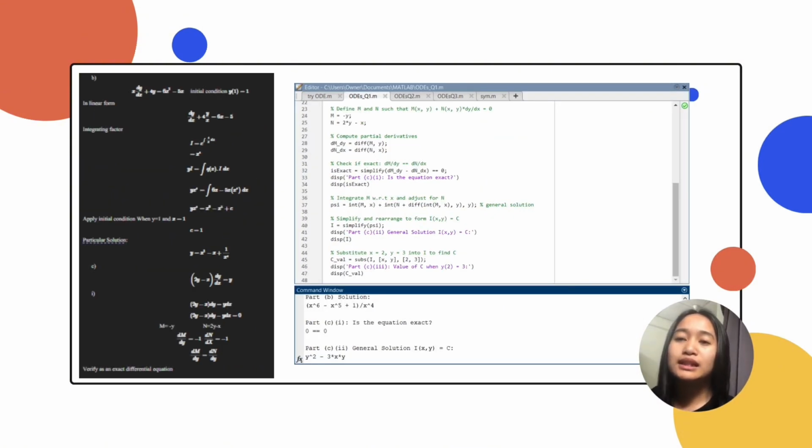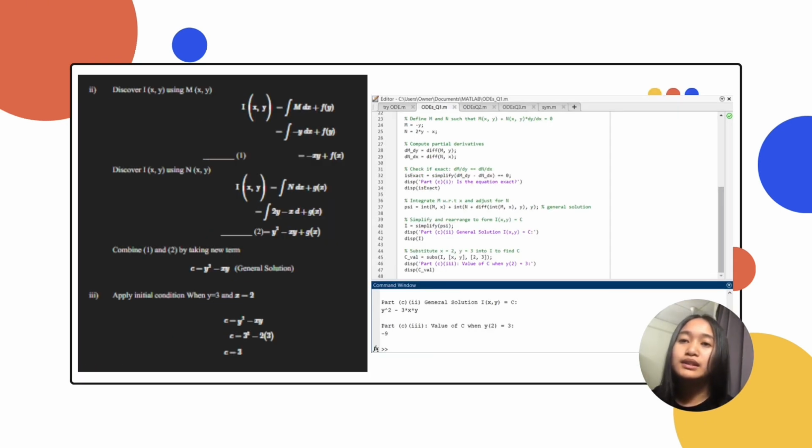The next part is the linear equation solution, where the equation is rewritten in standard linear form and solved using the integrating factor method by manual calculation. For the simulation, symbolic solving in MATLAB with DSolve and initial condition y(1) equals 1, the result for this calculation is y equals x power of 6 minus x power of 5 plus 1 per x power of 4.